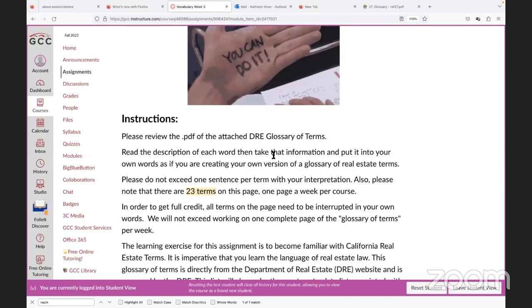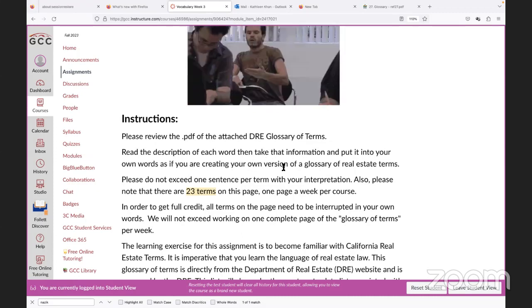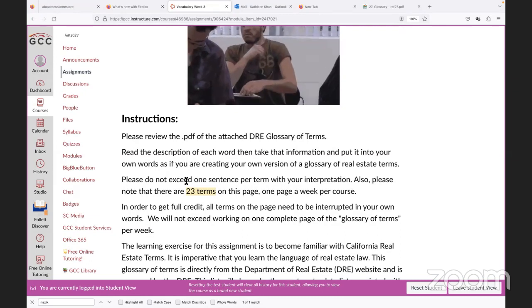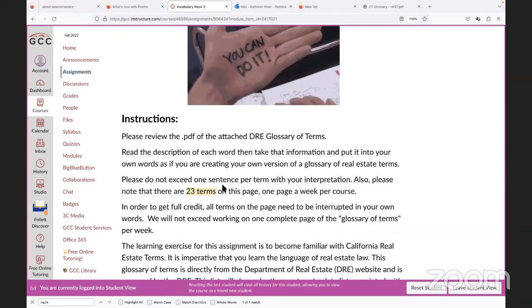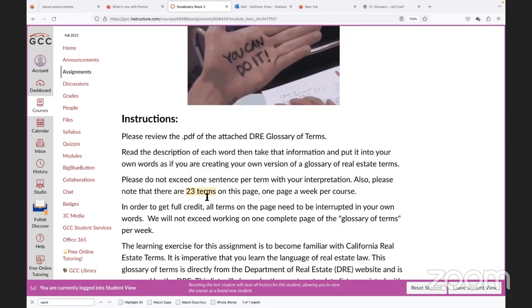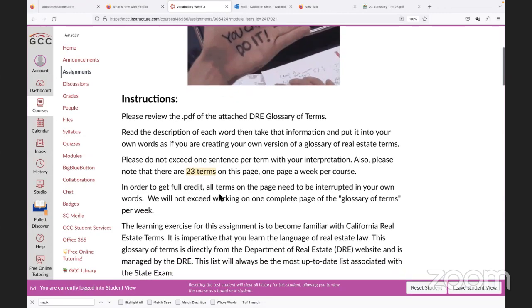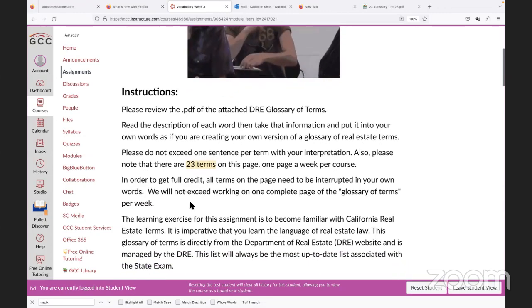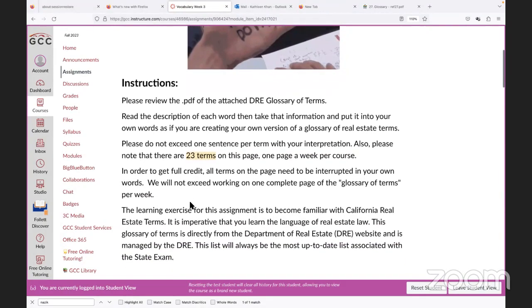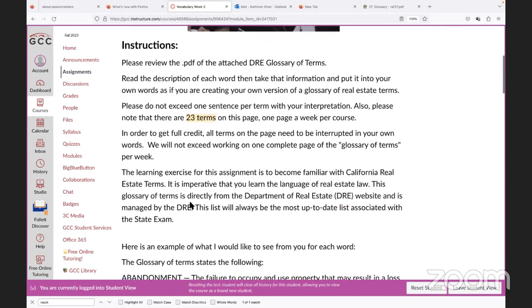Read the description of each word, then take that information and put it into your own words as if you were creating your own version of a glossary of terms. Please do not exceed 1 sentence per term with your interpretation. Also, please note that there are 23 terms on this page, 1 page a week per course. So in order to get full credit, all terms on the page need to be interpreted in your own words. We will not exceed working on 1 complete page of the glossary of terms per week.